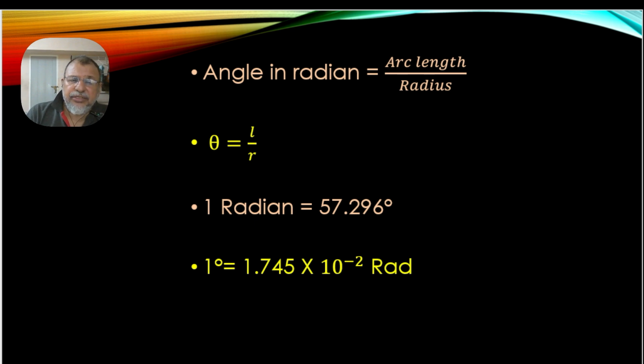Angle in radian is equal to arc length over radius. You have already learned about that. Theta is equal to L upon R. And 1 radian, you can work out the value and you will find it is 57.296 degrees. Check whether it is right or not. And then 1 degree, if you convert that into radians, is approximately equal to 1.745 times 10 to the power minus 2 radian.